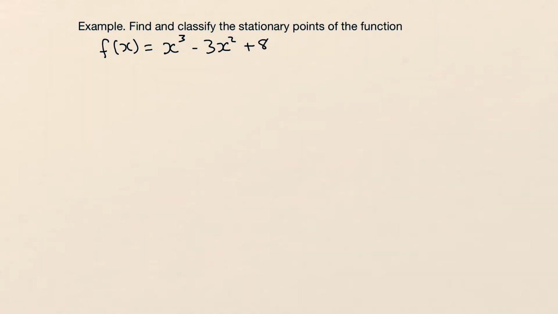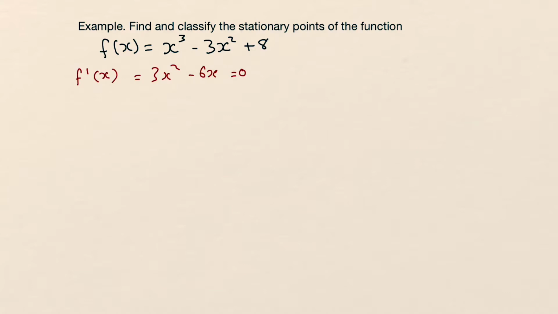Okay, so now we're going to do an example. What we want to do is find and classify the stationary points of the function f of x is equal to x cubed minus 3x squared plus 8. As explained before, the first thing we are going to do is find the derivative of the function. So the first derivative is equal to 3x squared minus 6x. And at a stationary point this equals 0.